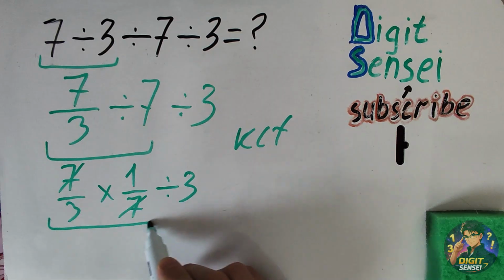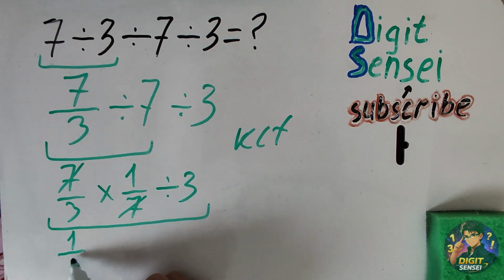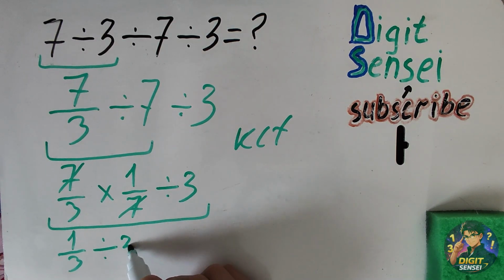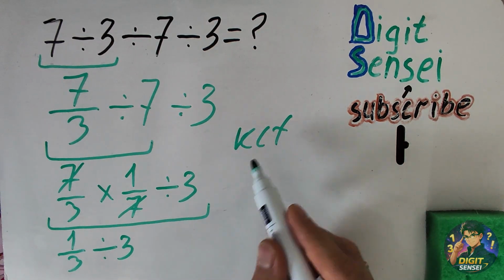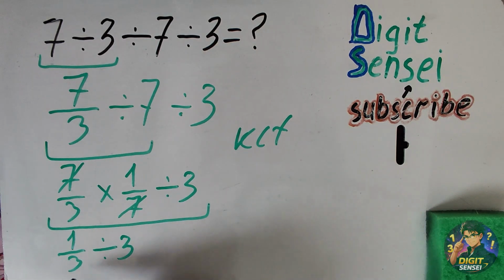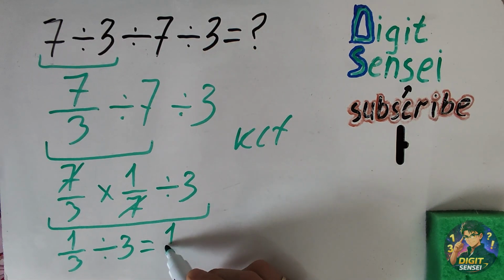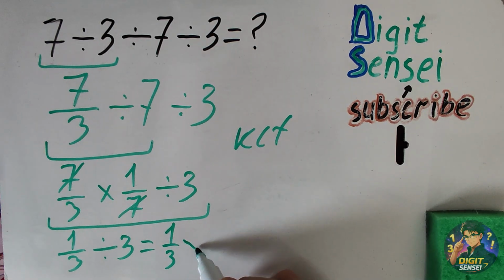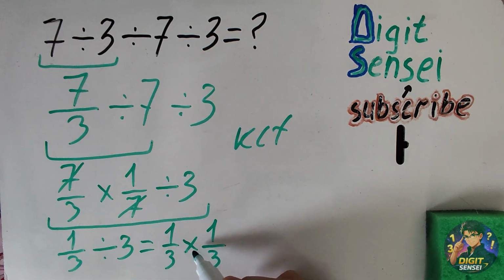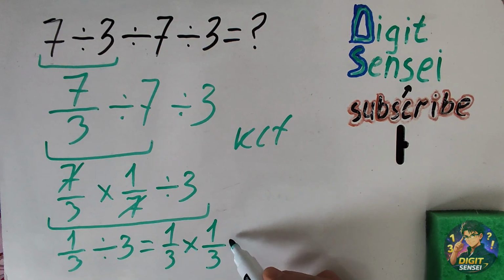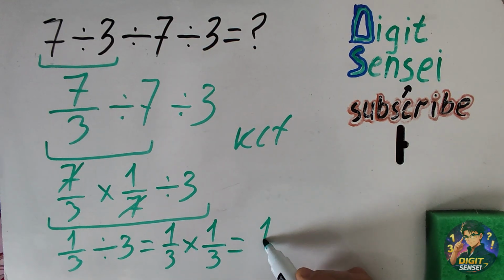Okay? 1 over 3 divided by 3. And here we can use the KCF rule, okay? So we can write keep the first fraction, 1 over 3, then change division to multiplication and flip the second fraction. So 1 over 3 times 1 over 3, which equals 1 times 1 gives us 1.